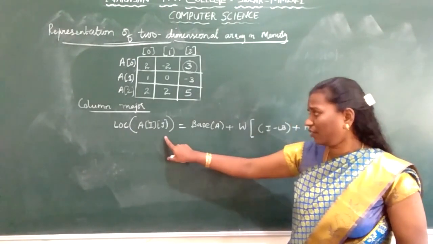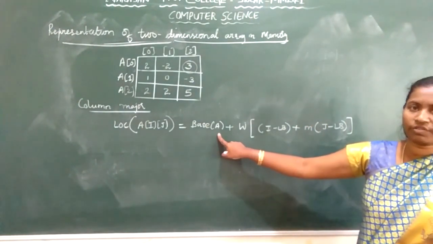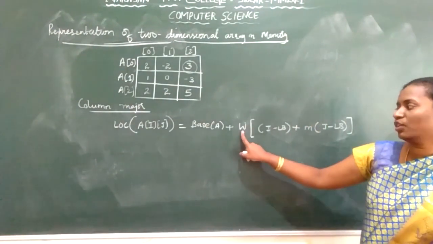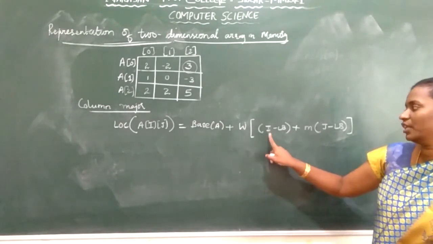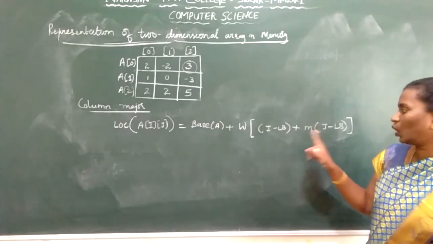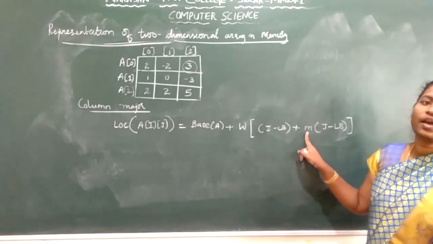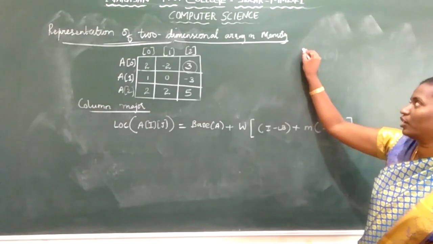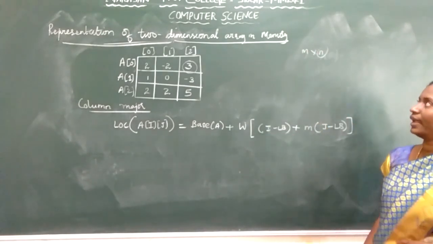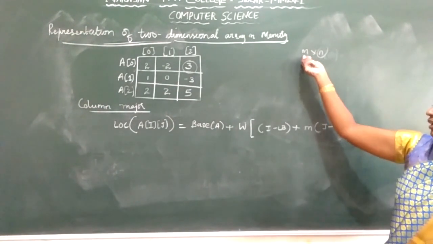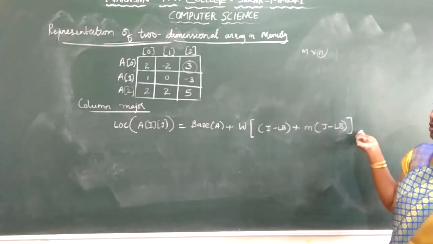Now, to find the location of A of I, J, you need the base of A, which is the beginning base address of the array. W stands for the number of words per memory location. I is your ith row, jth column. LB stands for lower bound. Now see here, in the matrix we have the number of rows into columns. In the row major formula we multiplied by n, and in the column major we multiply by m. That is the only difference between the formulas.